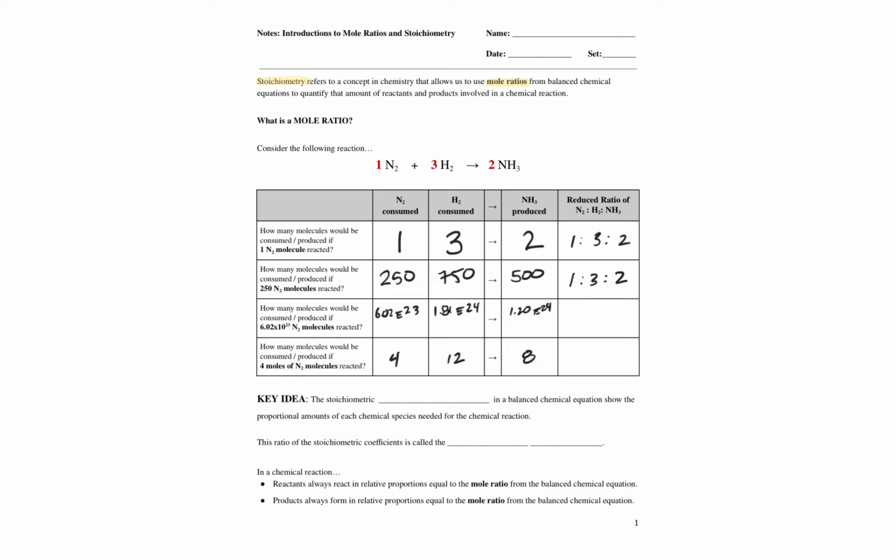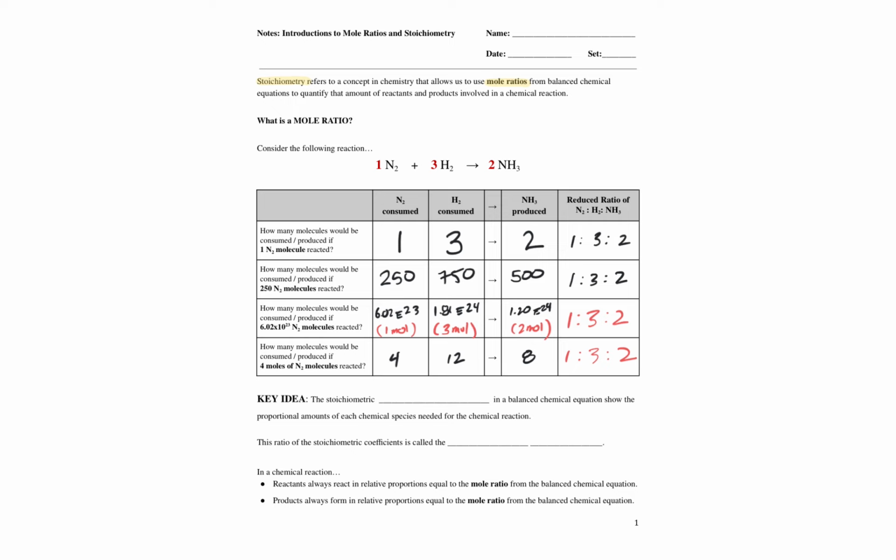If we look here, what if we had Avogadro's number of N2 molecules, or 1 mole? Well, then it would require 1.81 times 10 to the 24th H2 molecules, or 3 moles. And it would produce 1.20 times 10 to the 24th NH3 molecules, or 2 moles. Same thing down below. If we had 4 moles of nitrogen, we would require 12 moles of H2, and it would result in the production of 8 moles of NH3. Every time the reaction happens, it happens in a 1 to 3 to 2 ratio. These are what we mean by mole ratios.